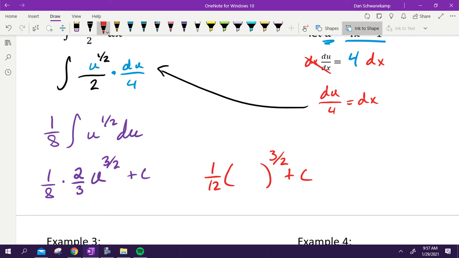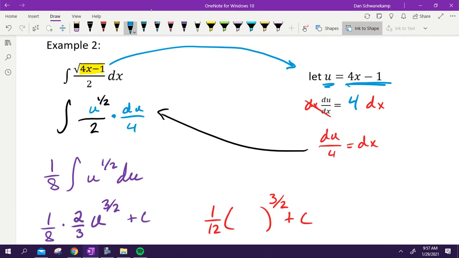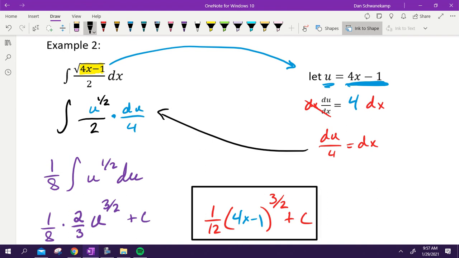Since I'm done, I do not want u in my answer anymore because I've finished the problem. So what's going to go back there? 4x minus 1, whatever u was. U was 4x minus 1, so 4x minus 1 goes right there. That right there is my answer. If you were doing this problem and you were like, did I do it right? You could always take the derivative of this. If you take the derivative of this, you'll get back what you started with.